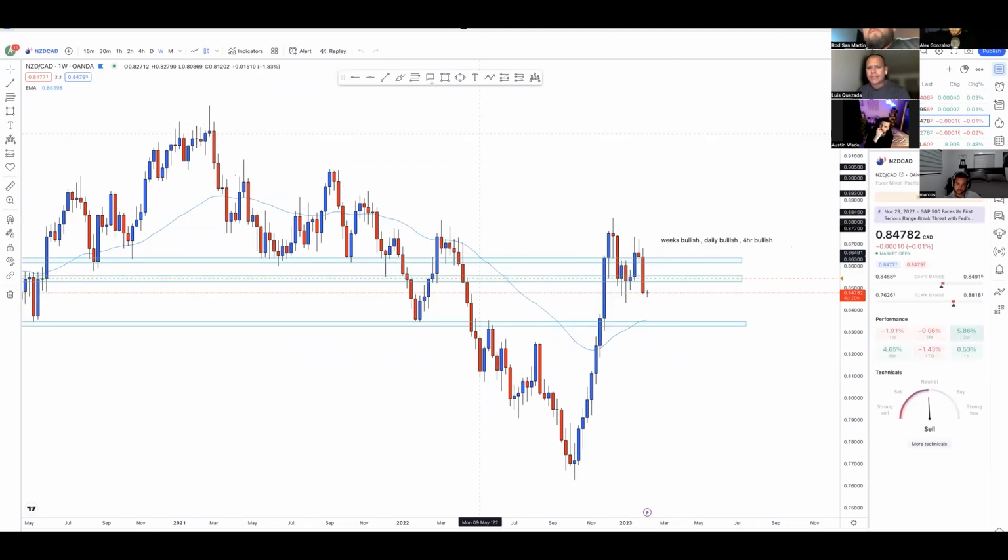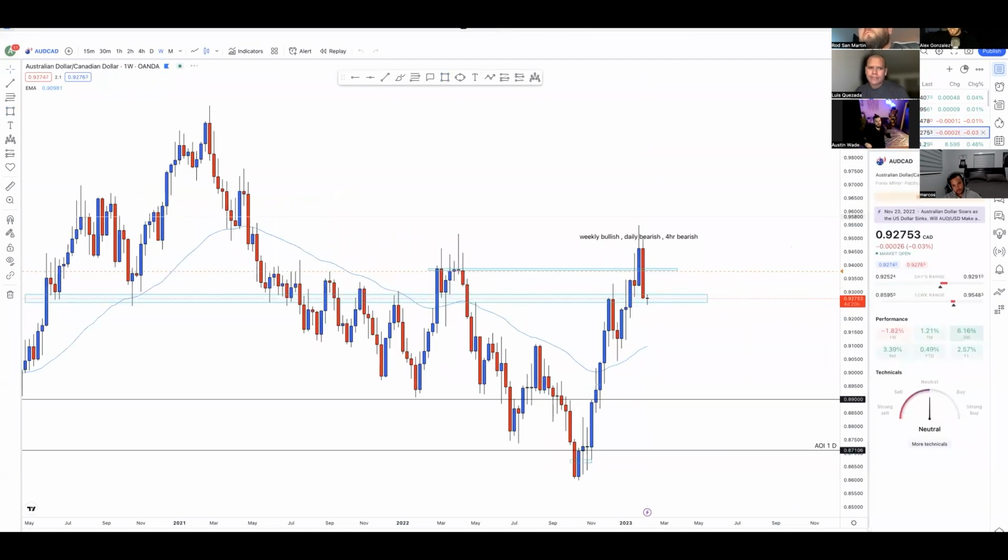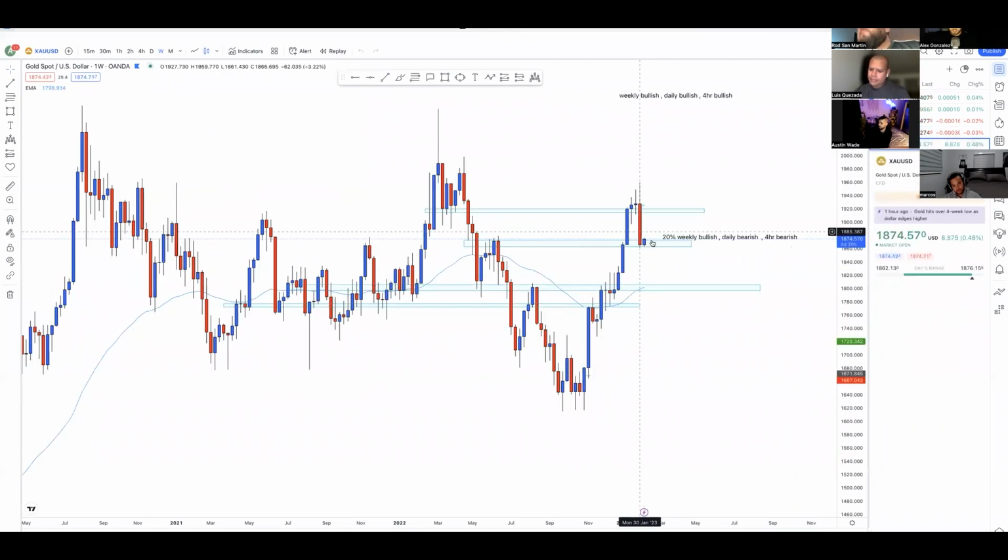NZD CAD, same exact thing. It's a smaller wick, but it's got to do the same thing. It's got to give us that wick into here, and then the candlestick has to come back and keep pushing through. So be realistic with yourselves and ask, can this candlestick do all of that this week? And then AUD CAD, it's literally the same exact thing. Can this give us this wick, and then the candlestick come back and sell? And then same thing with gold.